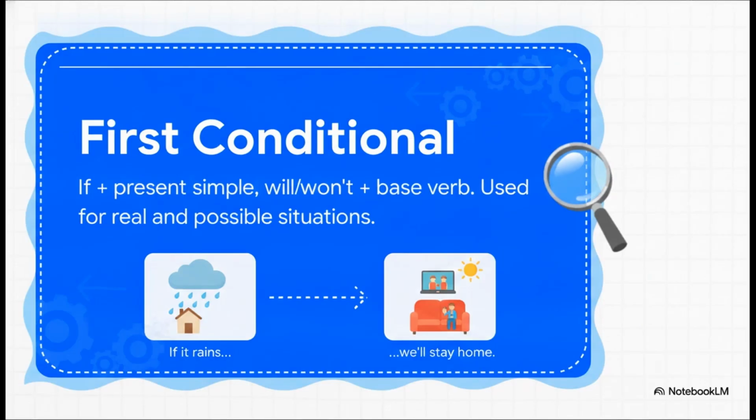Next up, we step just slightly forward in time to the first conditional. This is basically your realistic tool for future planning. The structure here is if plus present simple, followed by will or won't, plus a base verb. You're going to use this when there is a genuine, very likely chance something will happen. For example, if it rains tomorrow, we'll stay home. It's a practical, real-world plan based on a highly possible future event.